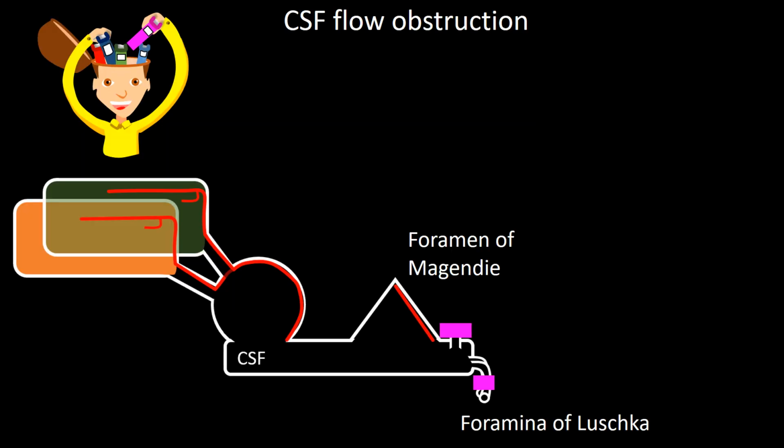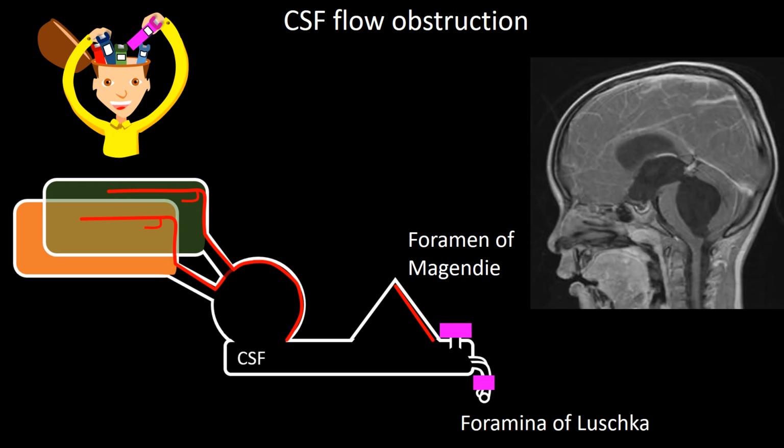The final site of obstruction I want to mention to you is the foramen of Magendie and the foramina of Luschka. An obstruction at these sites, in the area pointed by the arrow, causes dilatation of the fourth ventricle, third ventricle, and lateral ventricles. The subarachnoid space will be reduced.